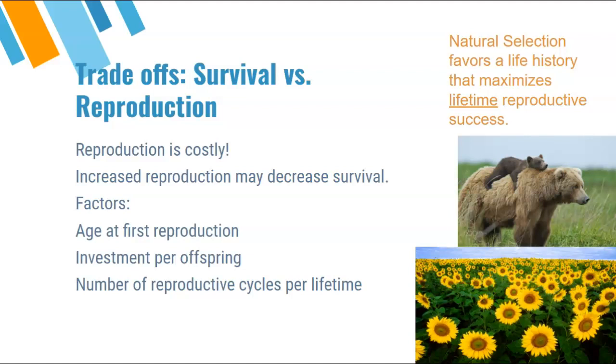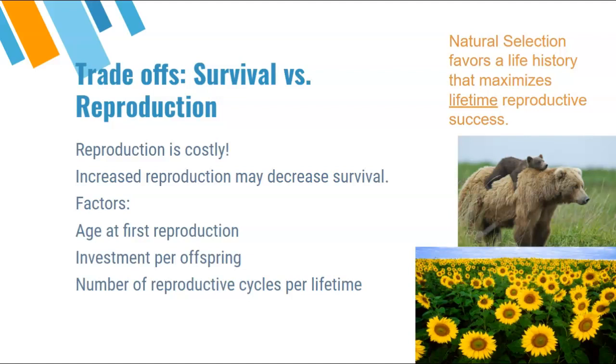But reproduction is costly, okay? It requires a lot of energy, right? And if you're putting all that energy into reproducing, you might not live as long. And so when we're looking at how things live and how they reproduce, you need to think about, how old do they have to be before they first reproduce? Are they very attentive parents, or do they just lay their eggs and leave, and how many times are they going to be able to have a baby?